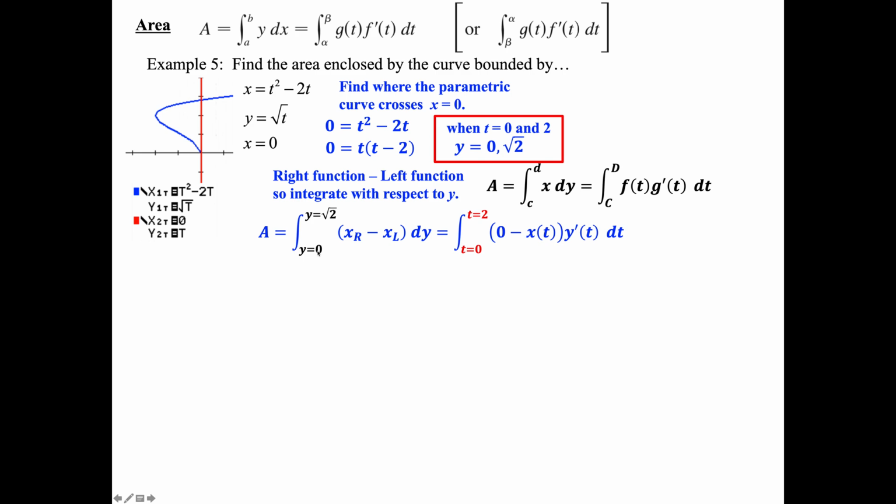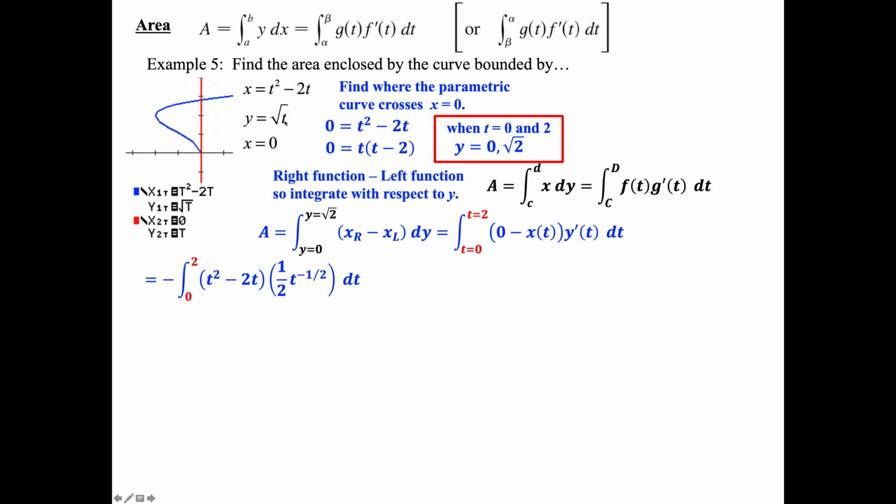So that would be y equals 0 to radical 2. Right function minus left function dy is the same thing if we do this with t. It would be the 0, that's this x function, minus x of t, that's this function right here. Then we multiply it by the derivative of the y equation. All right, so 0 minus x of t, or first, that's going to be a negative, so let's factor that negative out to the front. There's my t squared minus 2t.